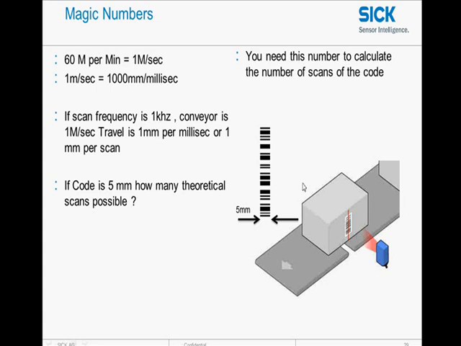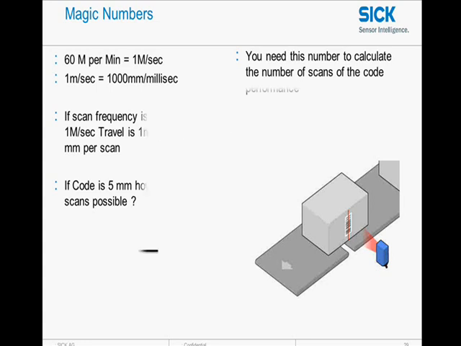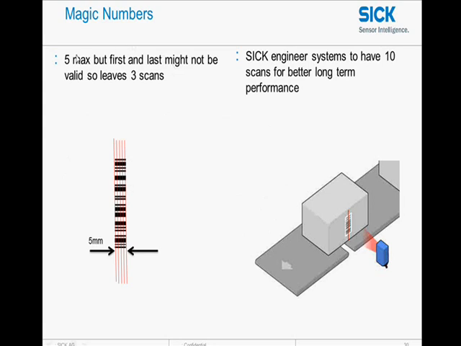If we've got a box moving along the conveyor now, it's a ladder code on the side of the carton. The barcode is 5 millimeters in bar height, that's the distance of each stripe. We're going at 1 meter per second, scan frequency is 1 kilohertz. Have a think and see how many scans in theory are possible. Okay, jolly good, you've hopefully worked that out now, it shouldn't be rocket science. You're quite right, it's 5.